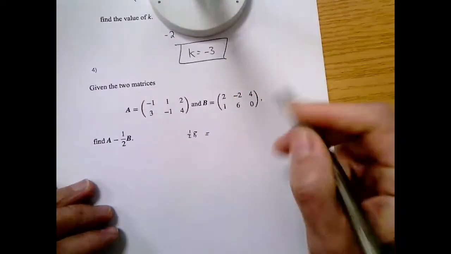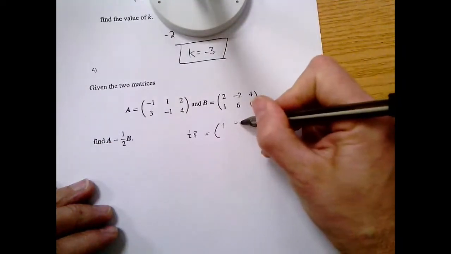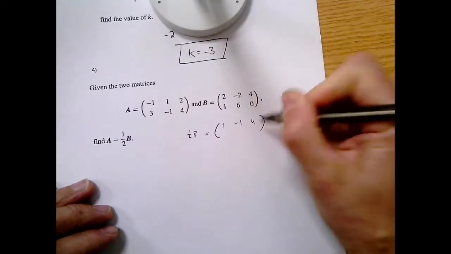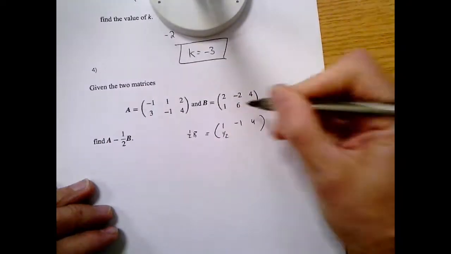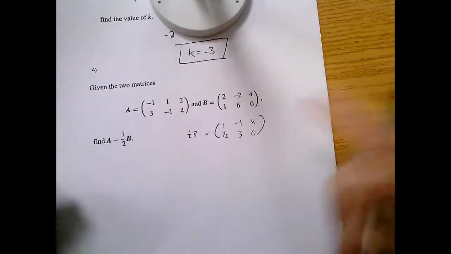would be equal to, well, half of 2 is 1. Half of -2 is -1. Half of 4 is 2. Half of 1 is a half. Half of 6 is 3. And half of 0 is 0. So that's that first part.